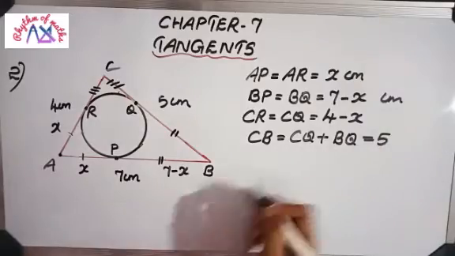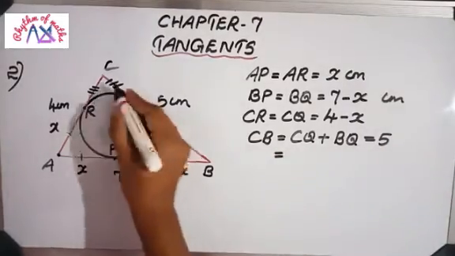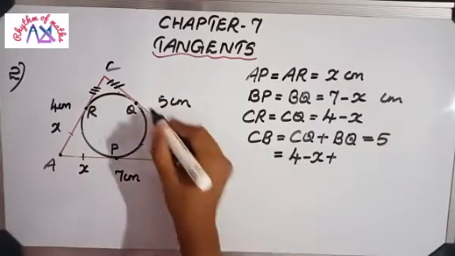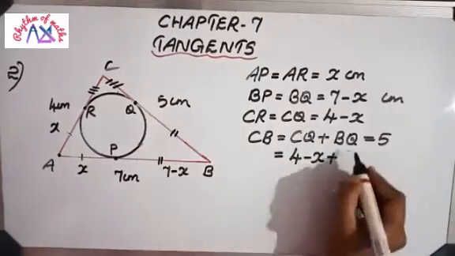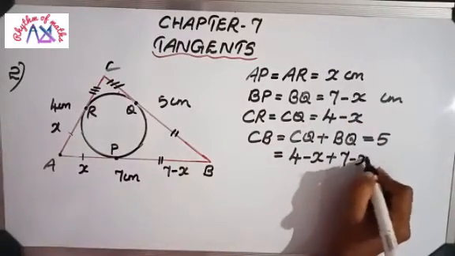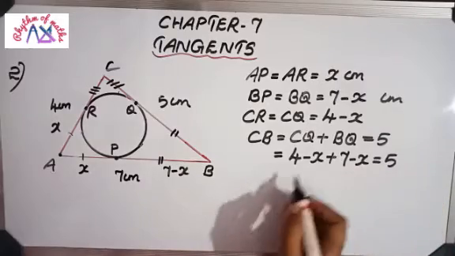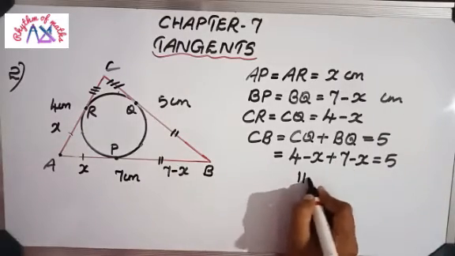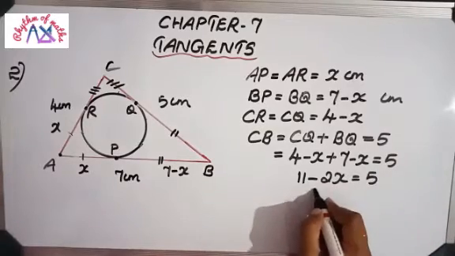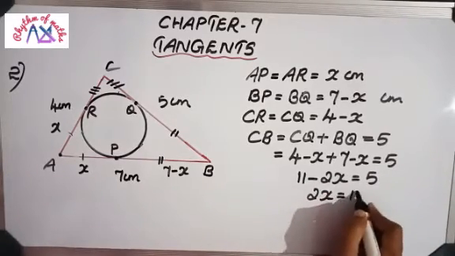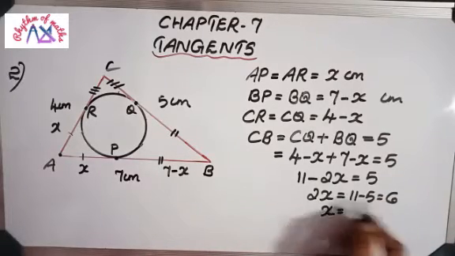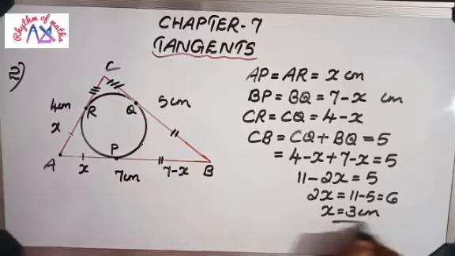Total is 5 centimeter. Now here CQ measurement we got as 4 minus x, plus BQ measurement we got as 7 minus x, equal to 5. Now 7 plus 4, 11. 11 minus 2x equal to 5. So here 2x equal to 11 minus 5, that is 6. So x equal to 6 by 2, that is 3 centimeter.